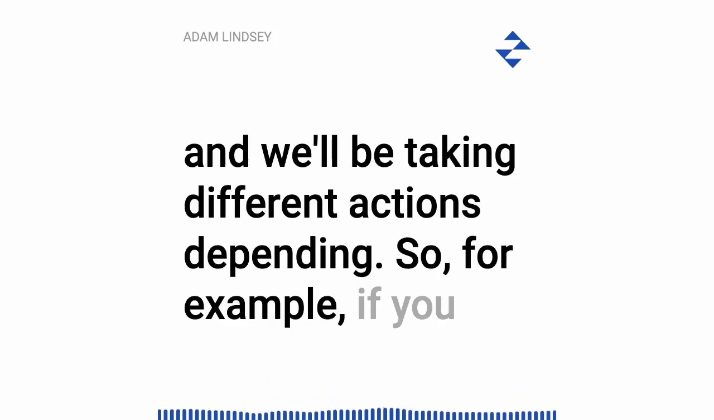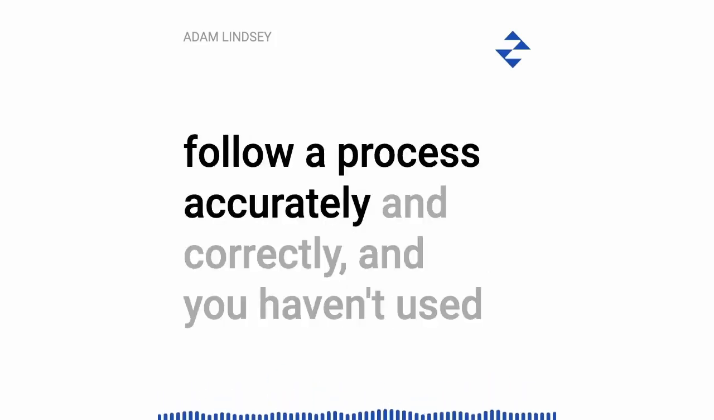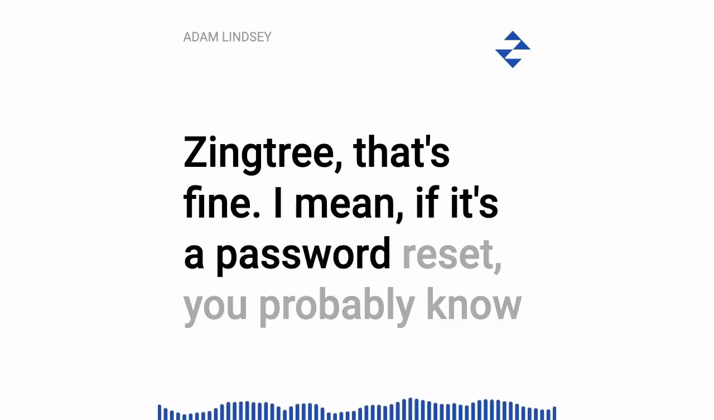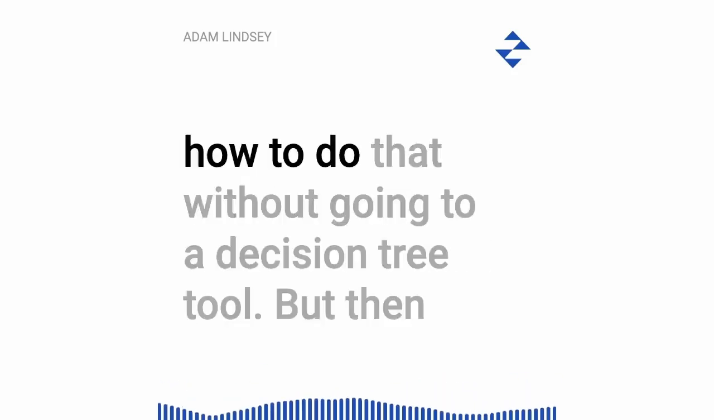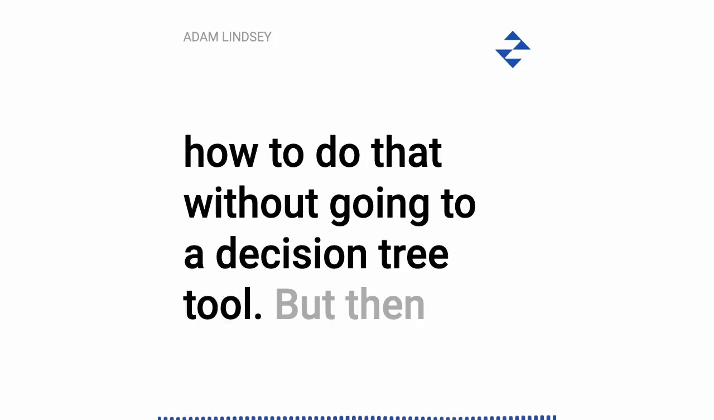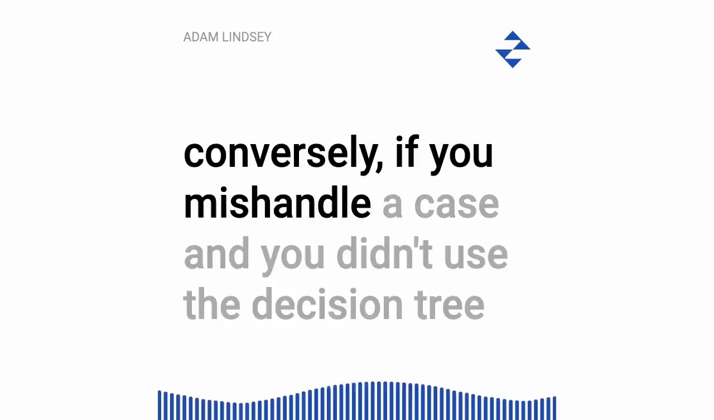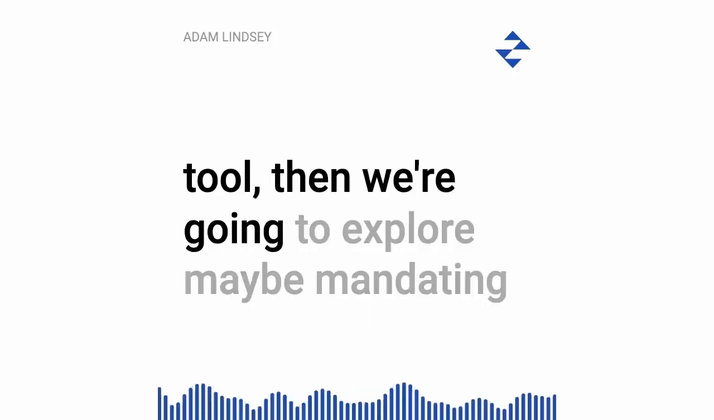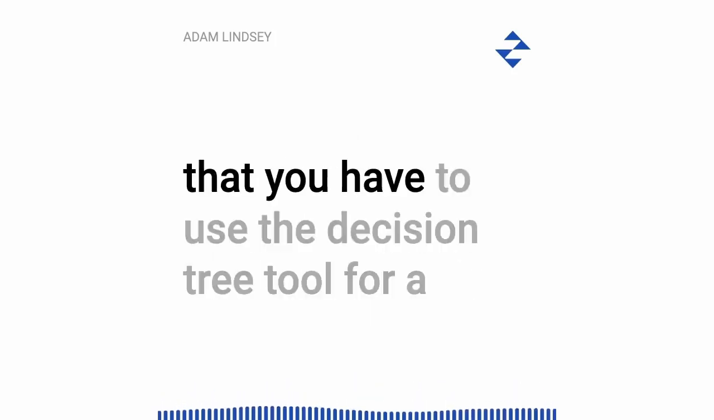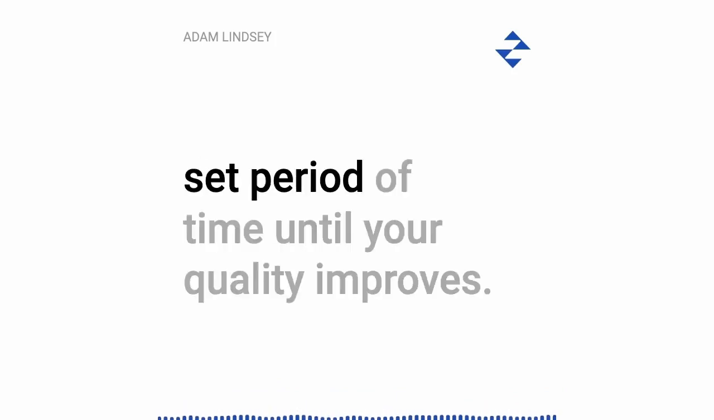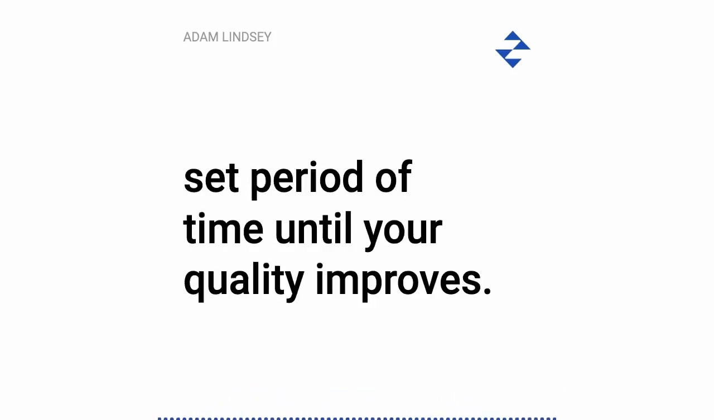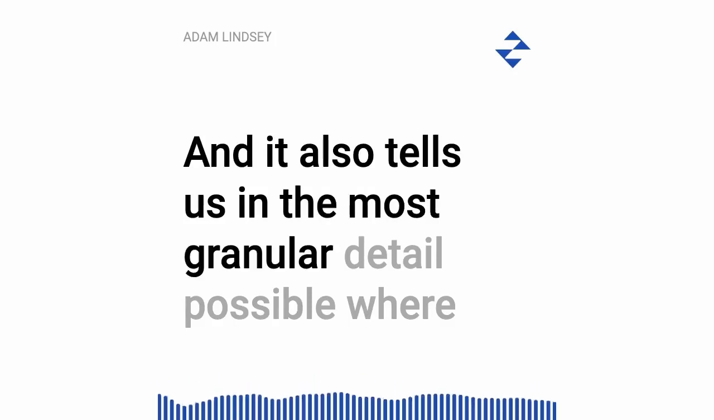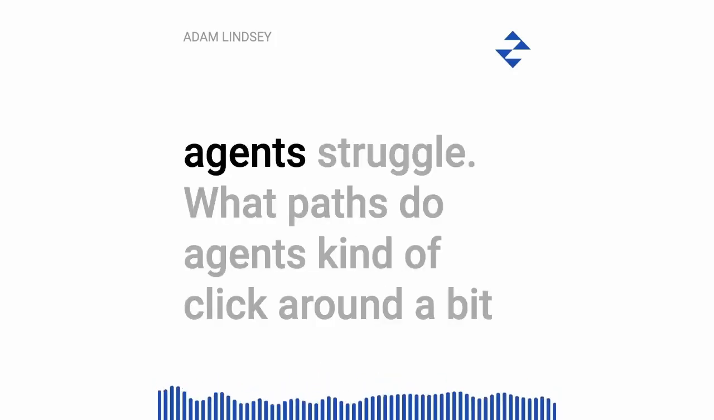So, for example, if you follow a process accurately and correctly and you haven't used Zingtree, that's fine. If it's a password reset, you probably know how to do that without going to a decision tree tool. But conversely, if you mishandle a case and you didn't use the decision tree tool, then we're going to explore maybe mandating that you have to use the decision tree tool for a set period of time until your quality improves. And it also tells us in the most granular detail possible where agents struggle.